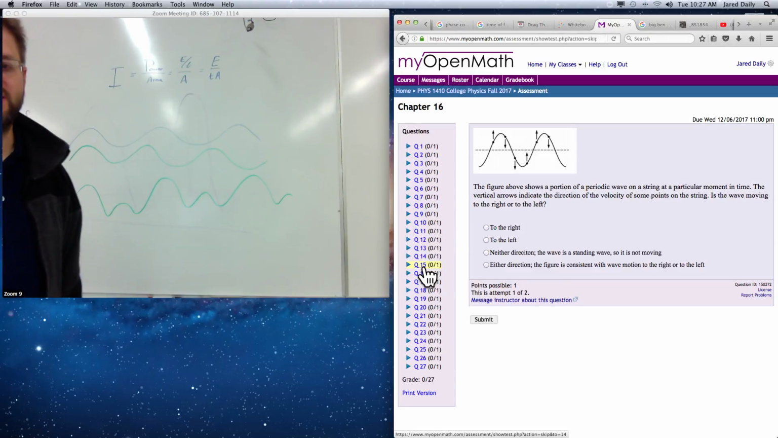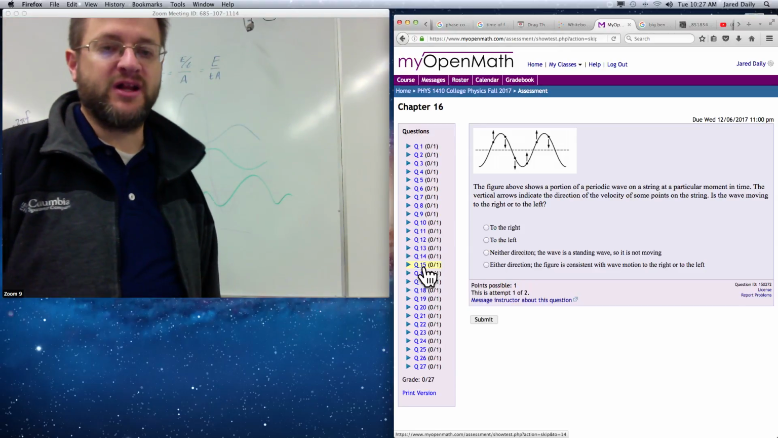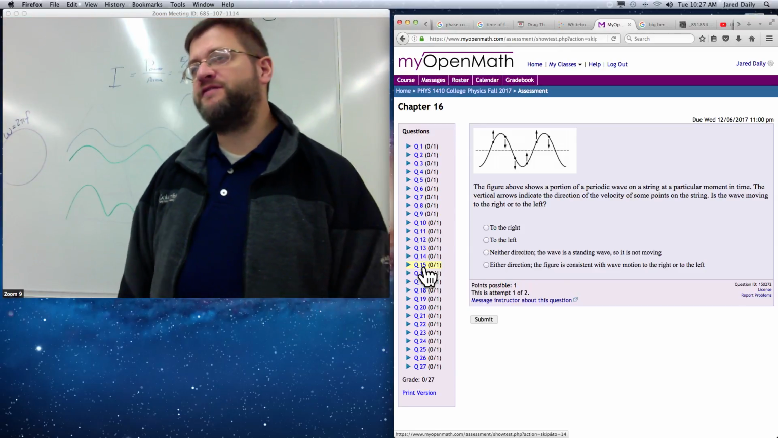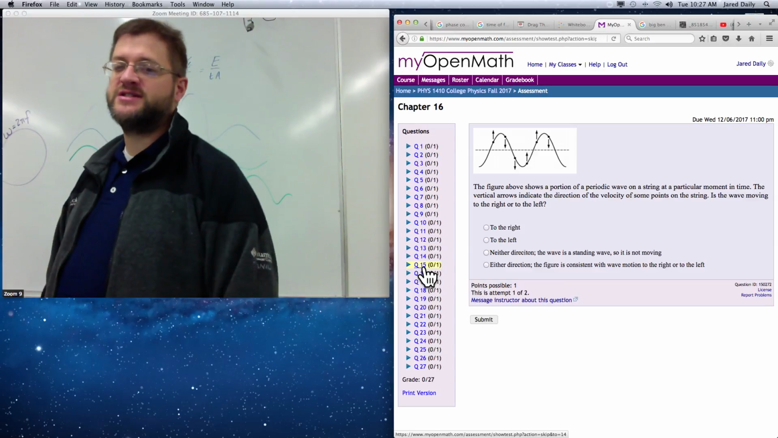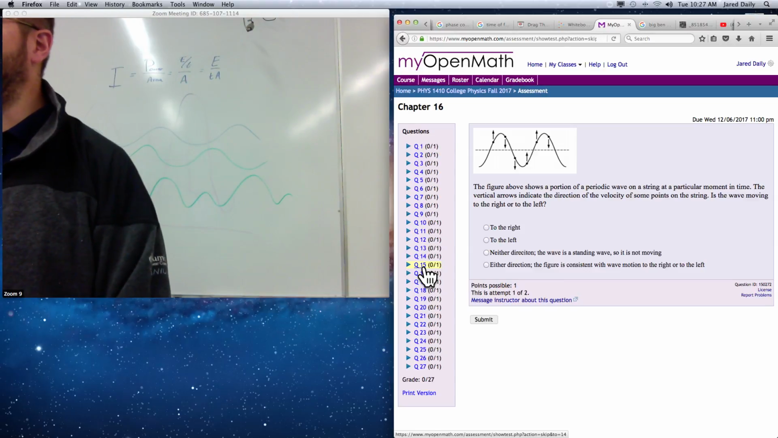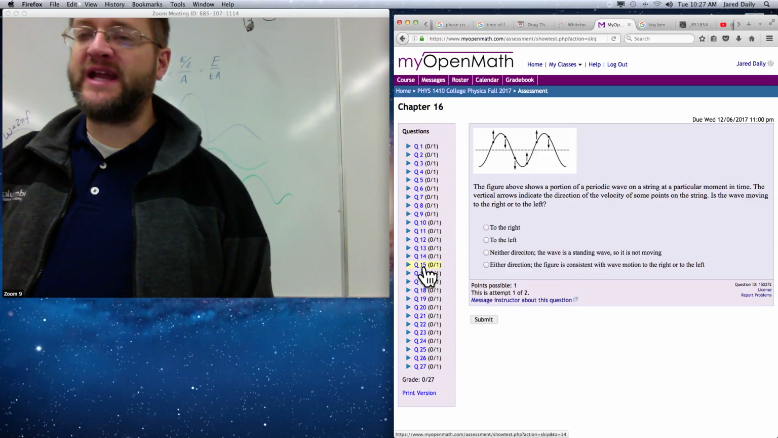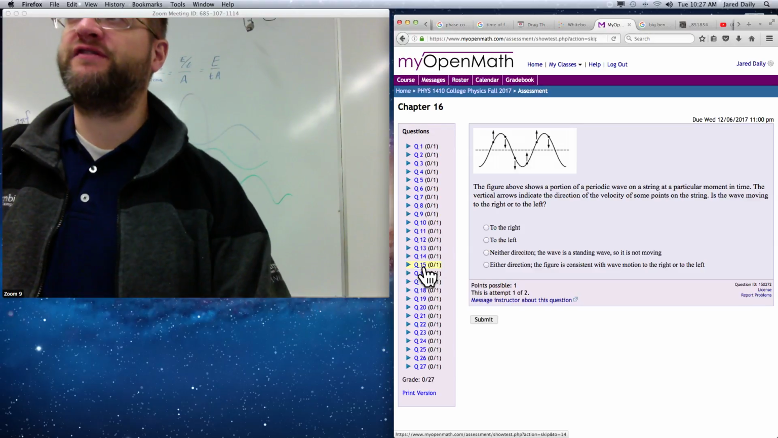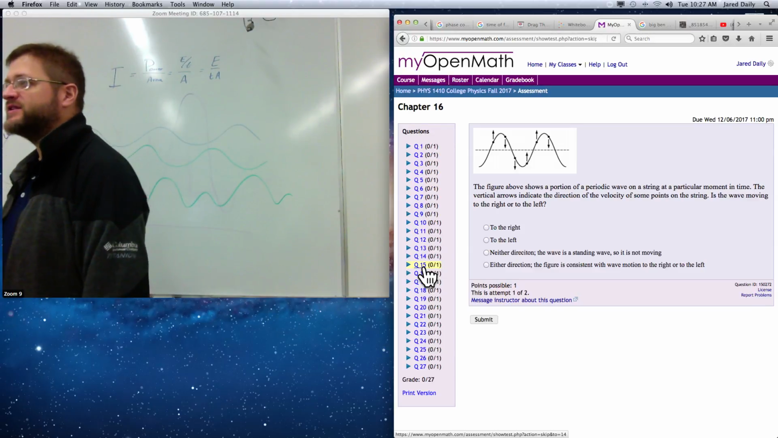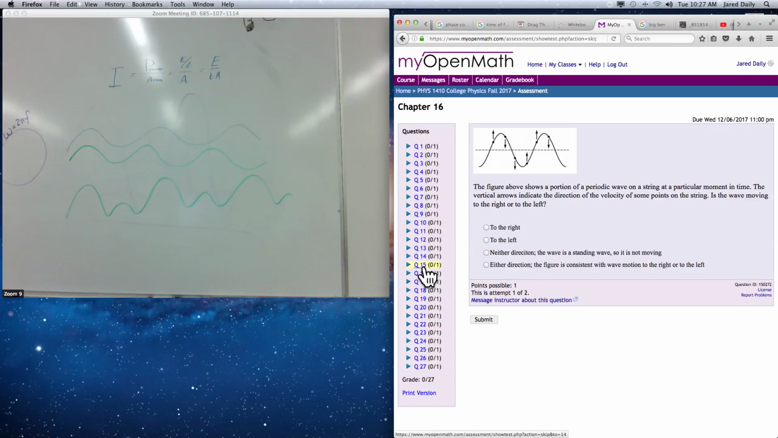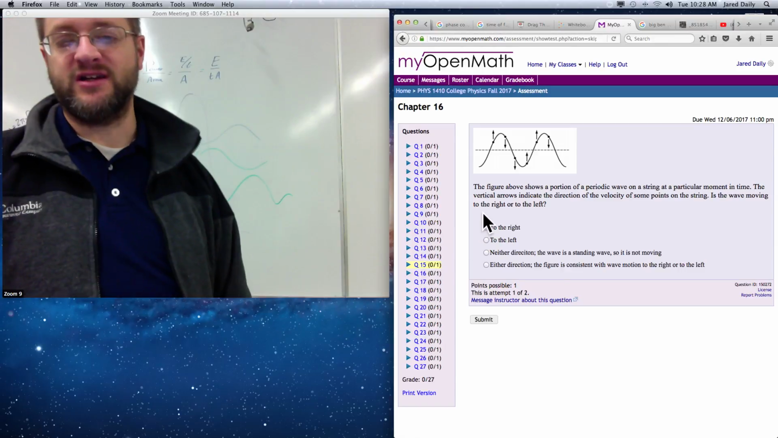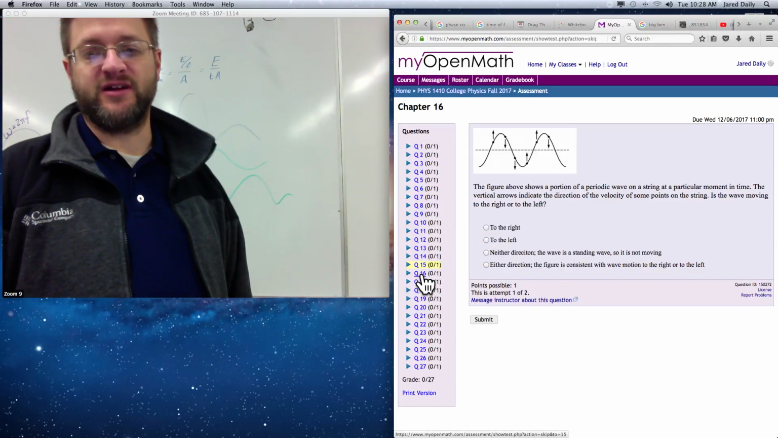Number 15 is interesting. And I'm going to let you guys figure it out. Number 15 shows you the directions of the movement of the string. It gives up and down arrows for different points on the string, and you have to figure out which way the wave is moving. And it's a tough question. So think about it carefully. It's probably going to be different than you imagine. But think about it carefully.